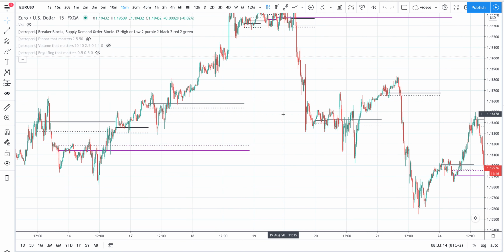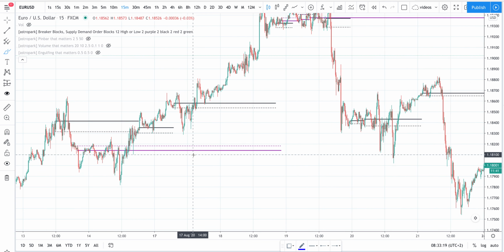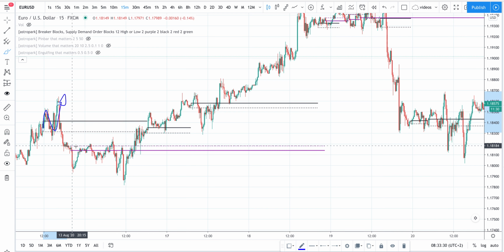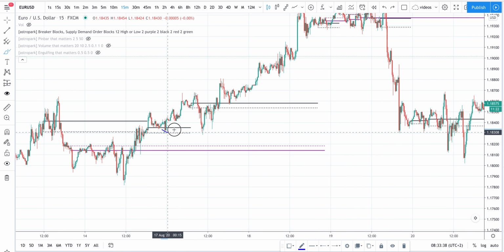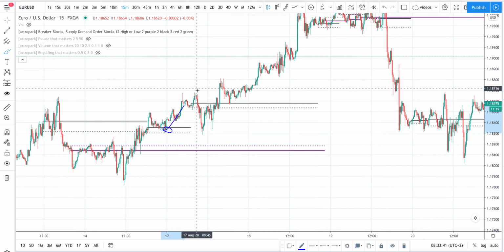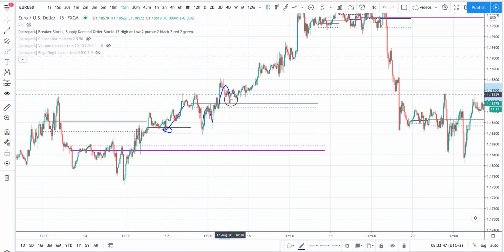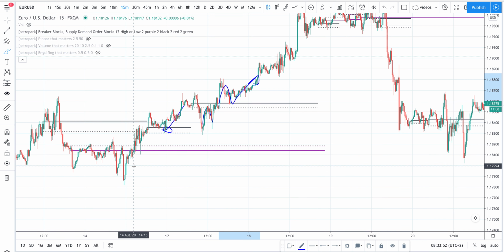Okay, so for example, here you have a breaker block, so price jumped on it, and on a retest it went lower, for example. Again a new breaker block, price retested and went up. Breaker block, retest and went down. It was broken, retest and went up. Okay, this is how you trade.